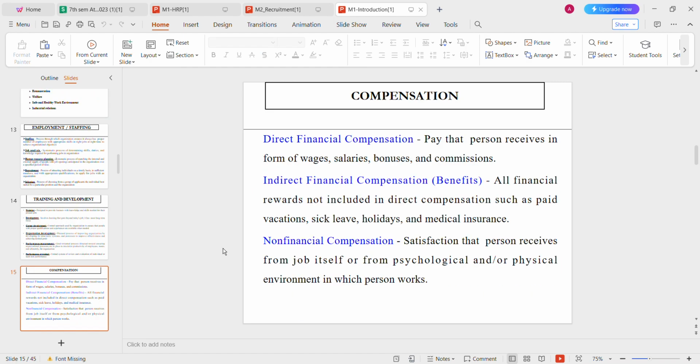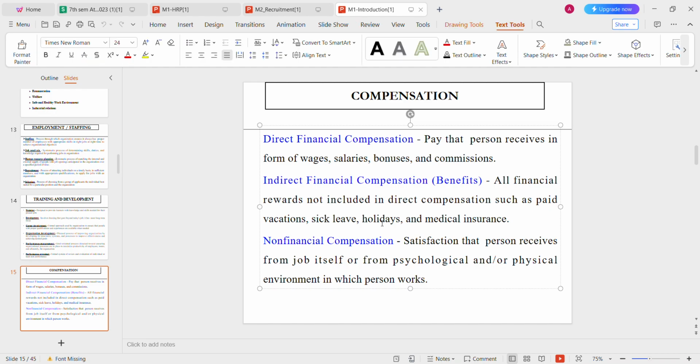Next, the compensation, right? So whenever our work has been identified, then the compensation will be given, like bonus, salary, wages, commissions. Indirectly, sick leave will be given for us, holidays, medical insurance will be given. These are the indirect financial compensation.